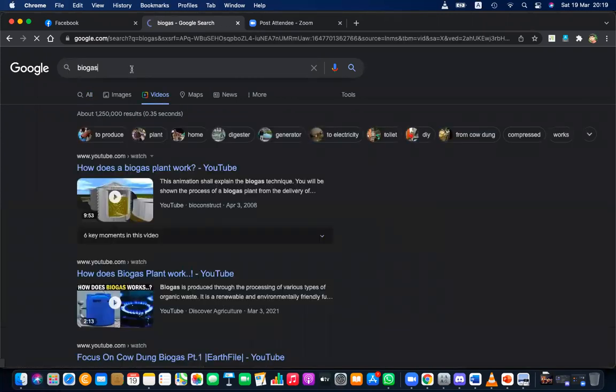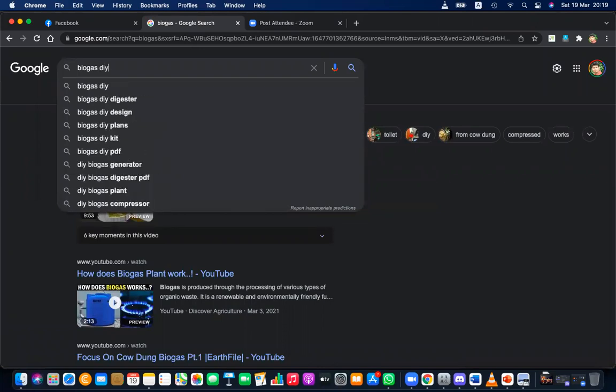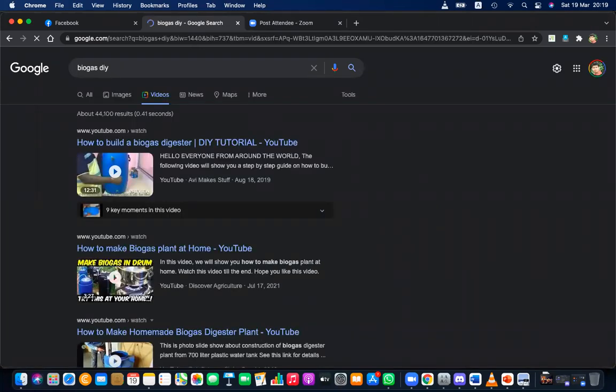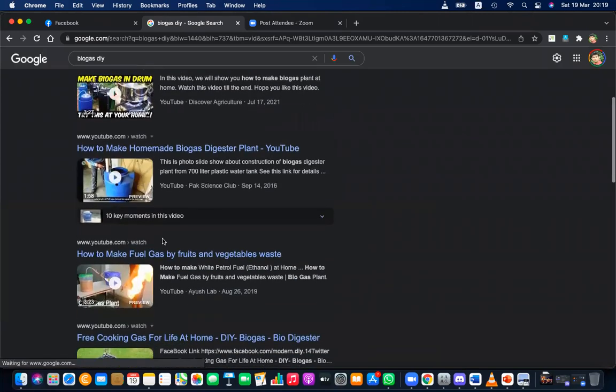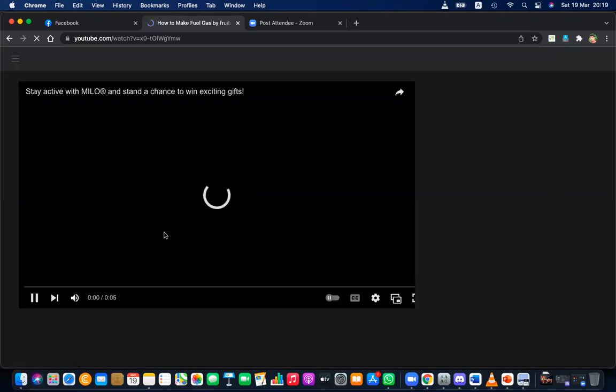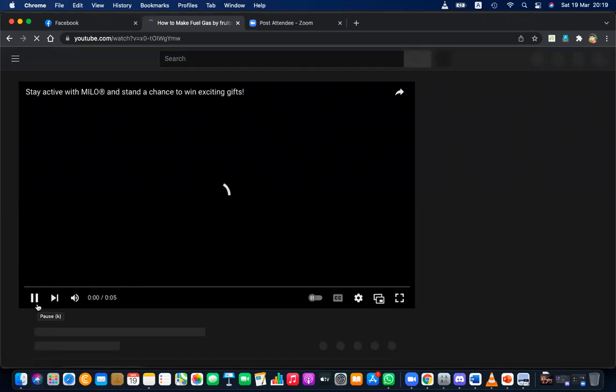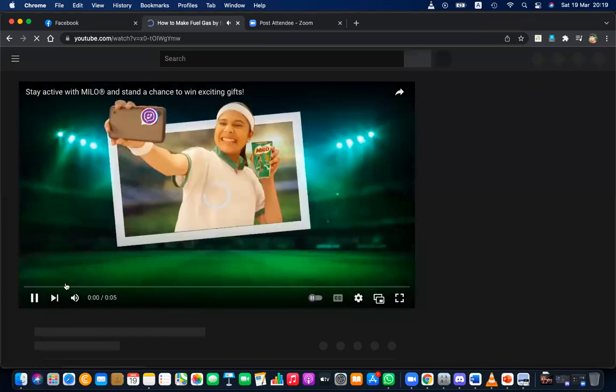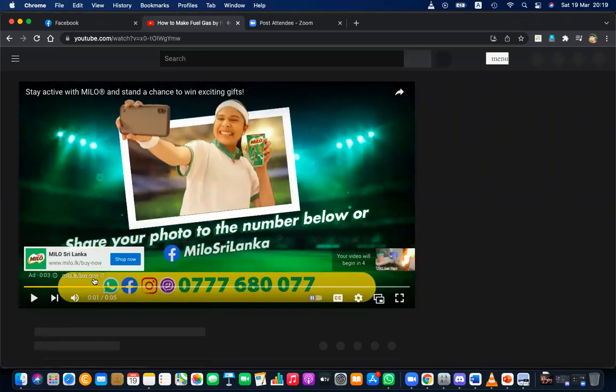You can just search biogas DIY. I always advise you to go through these things. DIY means do it yourself, or homemade. So this is one example. You can do this, but do it with the support of your parent. Otherwise, don't do this. It is risky because it is inflammable, right? Don't do it alone. Do it with one of your parents, with an adult.